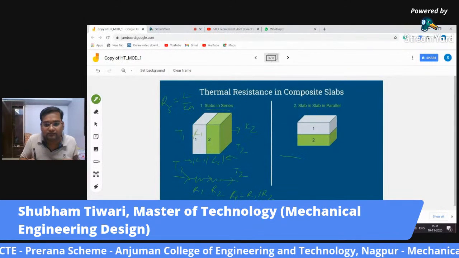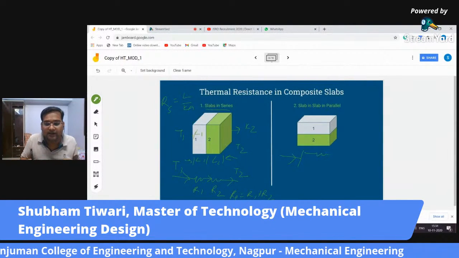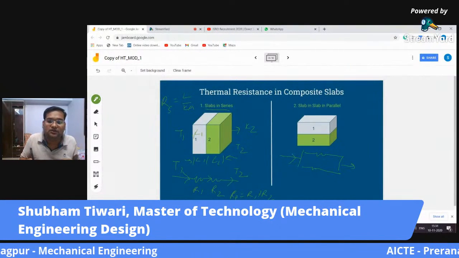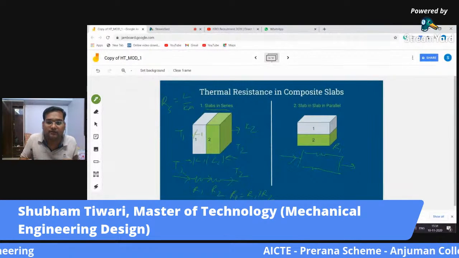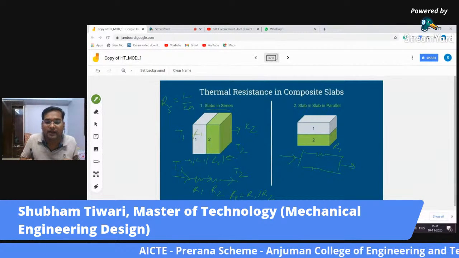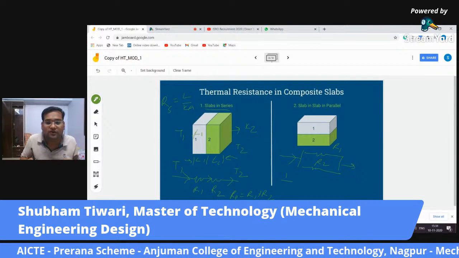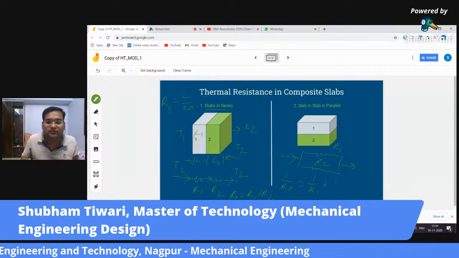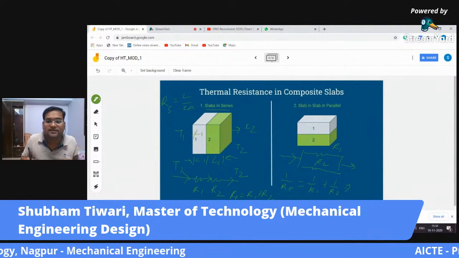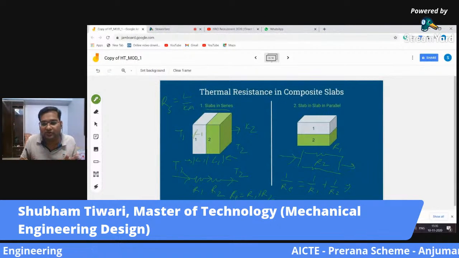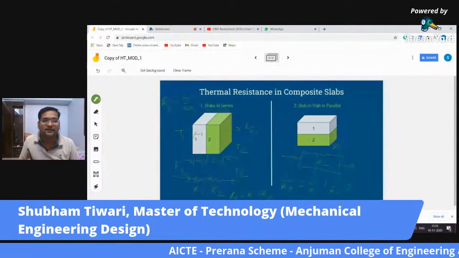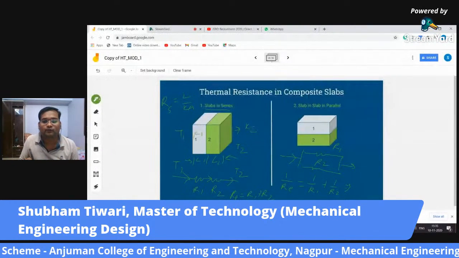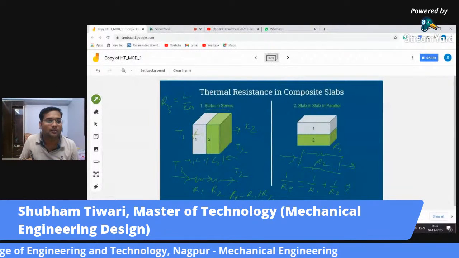Now in this case, we have a parallel circuit kind of situation. This represents the resistance provided by, let's say, wall 1, and here we have R2. So what was the formula in electricity? It was 1 upon R equivalent is equal to 1 upon R1 plus 1 upon R2. Now it is up to you to simplify, but this is how we calculate the equivalent resistance when the slabs are connected in parallel.